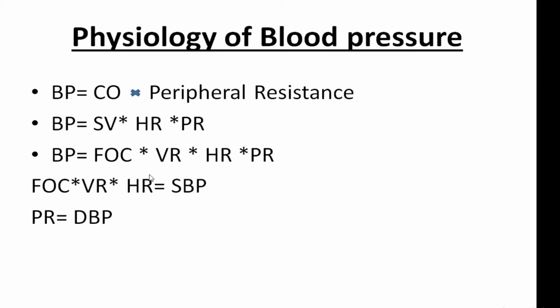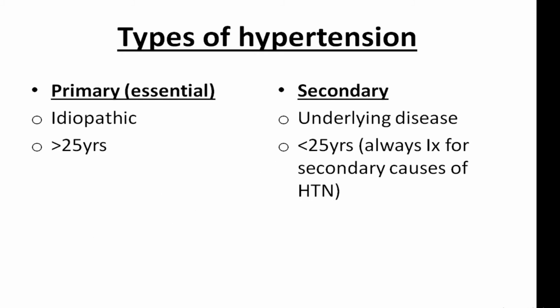You know that force of contraction, venous return, and heart rate determine systolic blood pressure, and peripheral resistance determines diastolic blood pressure. In this way, all these factors contribute in maintaining the blood pressure. So this is the physiology of blood pressure.